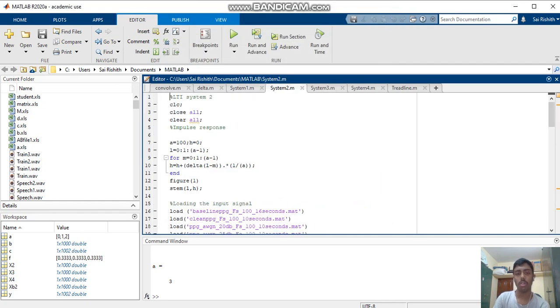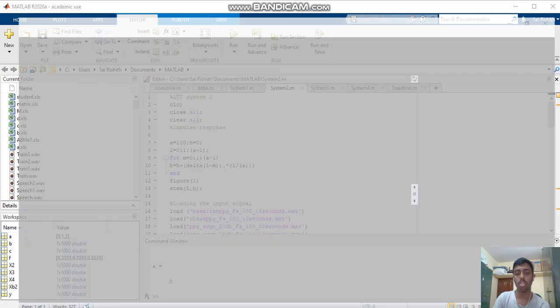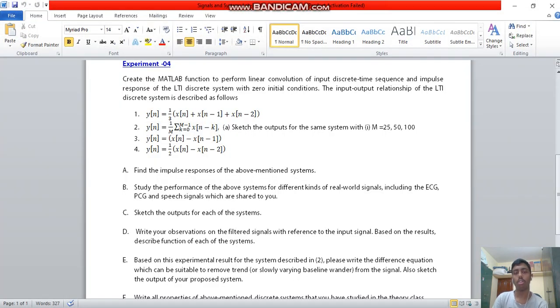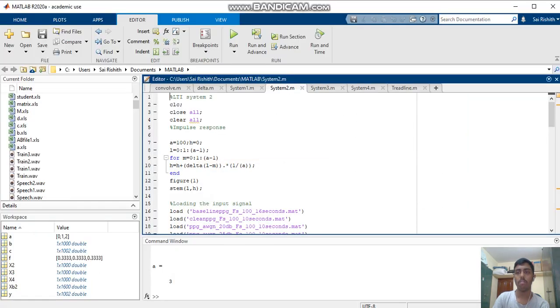For the second system I'll follow the same procedure. This is the system y of n equal to 1 by m times the sum over k equal to 0 to m minus 1 of x of n minus k, and here m equals 25, 50 and 100. In my program I have created a function and I can change the value of m here. So if I keep 25, you can see what will happen.